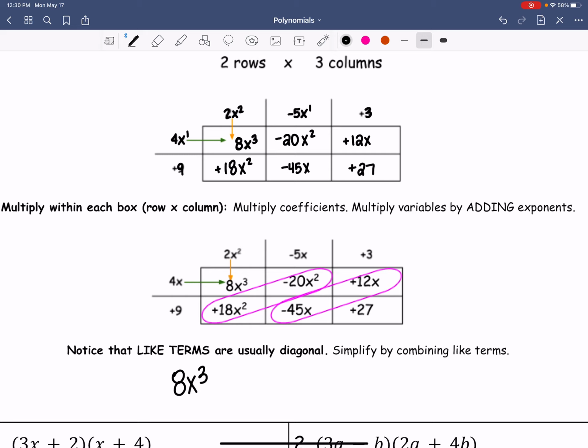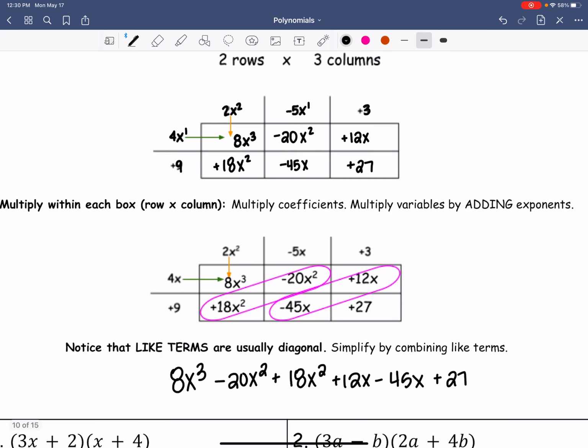And then next what we're going to do, I'm going to write this all out to start with, and then I'm going to combine those like terms. So we're going to add or combine the negative 20x squared plus the 18x squared because those are like terms. And then we're going to combine the positive 12x and the negative 45x. And finally we have that plus 27 on the end.